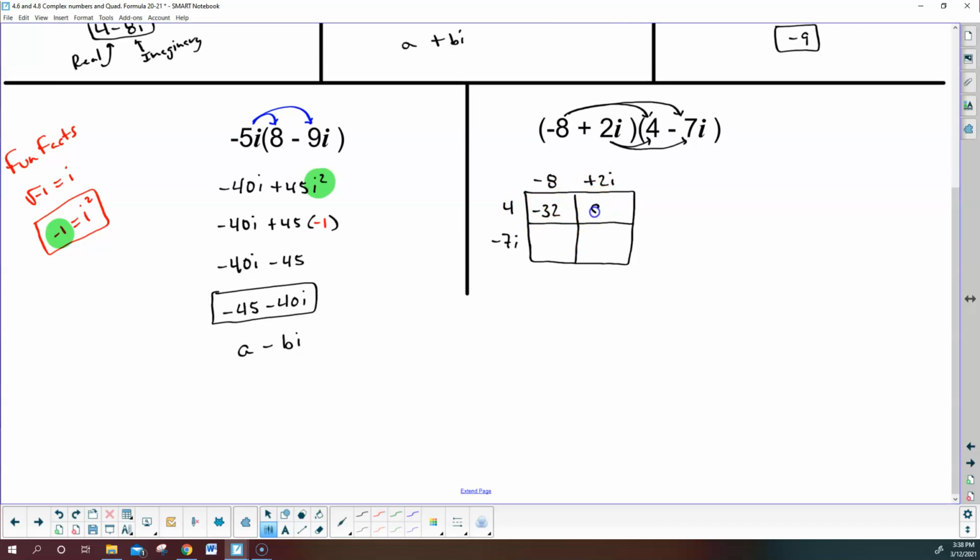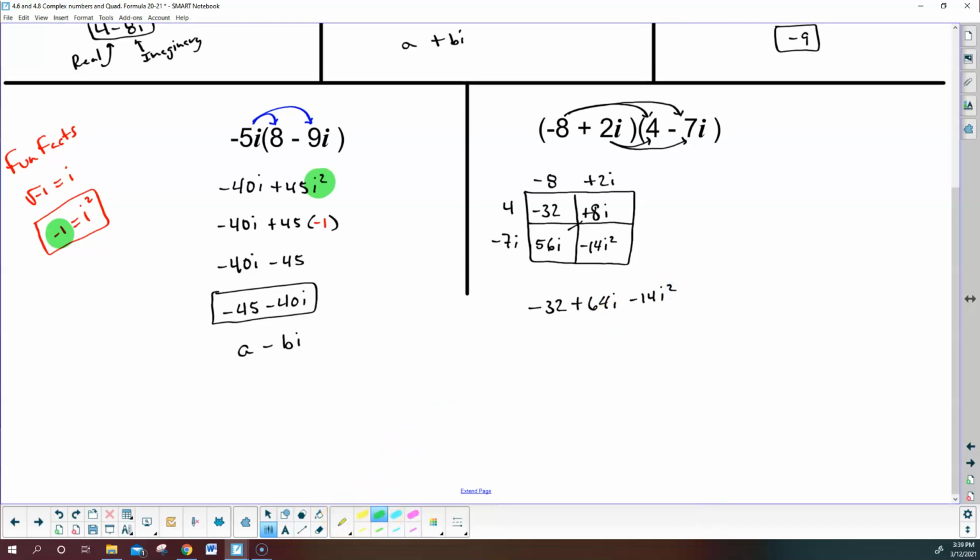4 times 2i is a positive 8i. Negative 8 and negative 7 is a positive 56i. And then here's the big one. Negative 7 times negative 2 is negative 4, times positive 2 is negative 14, and i times i is i squared. Now we do notice we have like terms here, right? So if I'm going to write this, I have negative 32, and then I'm going to add these two middle terms together, right? 56 plus 8, well, that's 64i. Then I've got minus 14i squared.